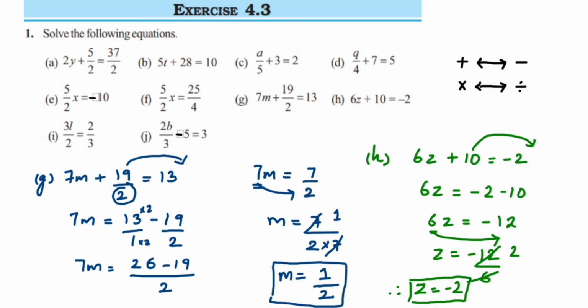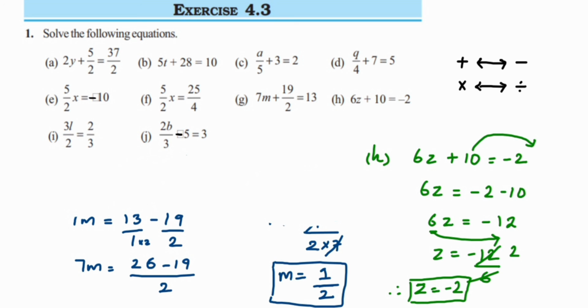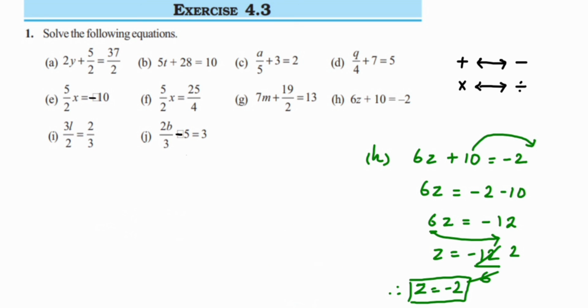Then let's go for the next one. We have 2 more questions to solve. The next one is 3l upon 2 is equal to 2 upon 3. Same thing. So first try to remove the 2 from here.